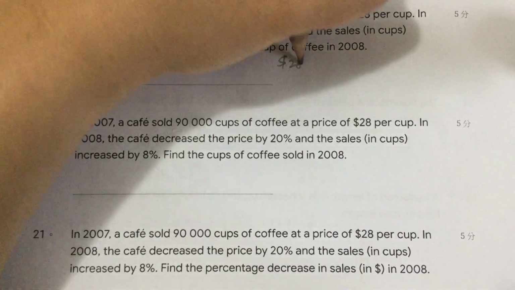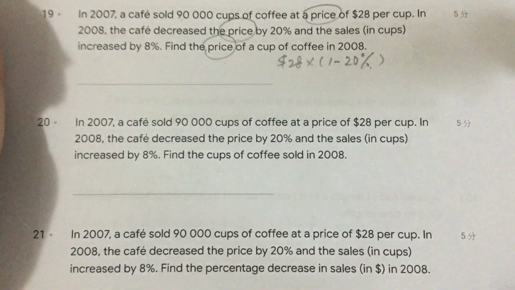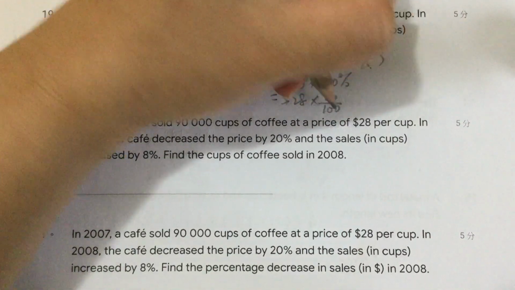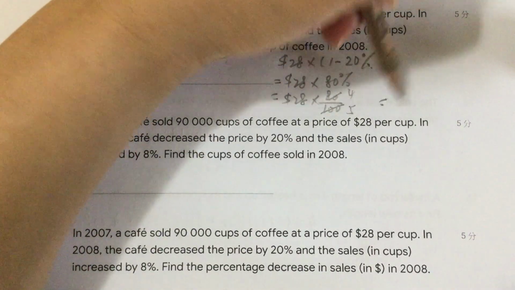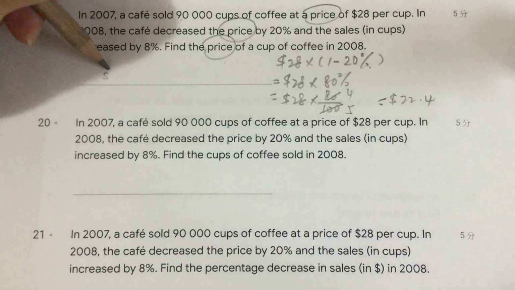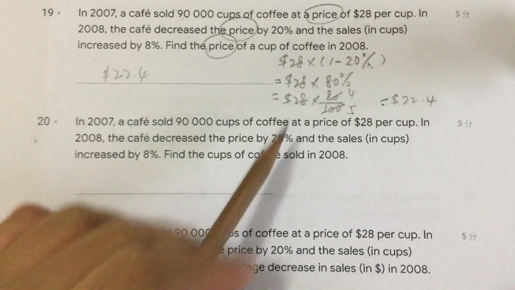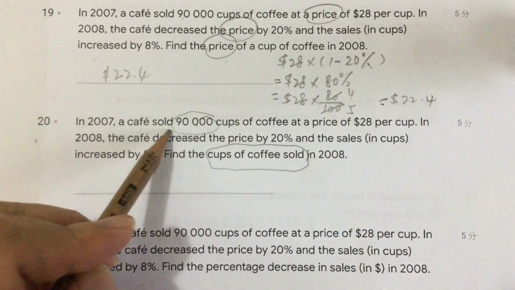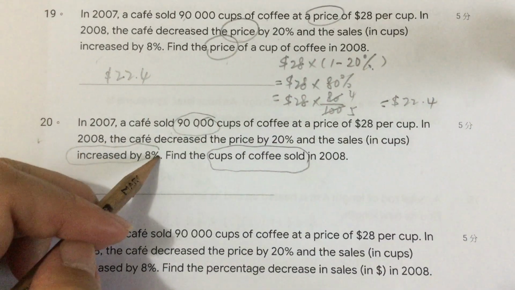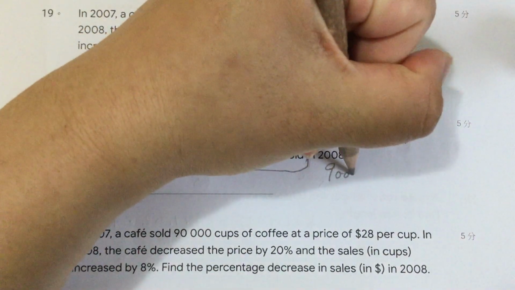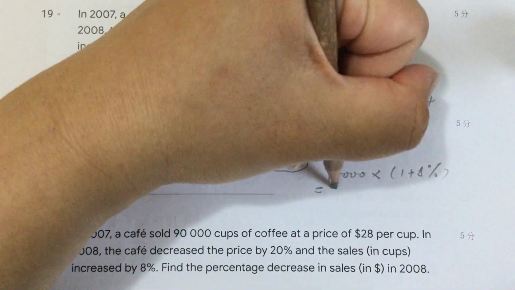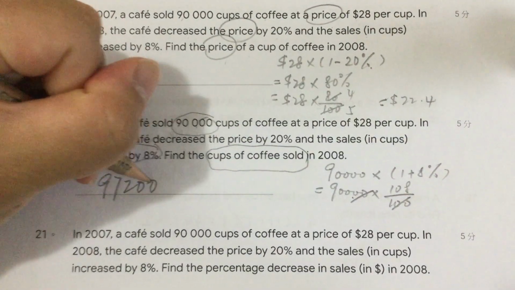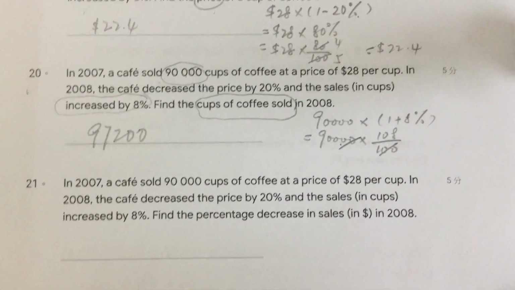So that means we are going to calculate 28 times 1 minus 20% immediately. So you will have 28 times 80%. So you have 28 times 80 over 100. And we can do the cancellation. This is 4, this is 5. So the answer for this one is $22.4. Now for 2008, we do the sales, the number of cups of coffee sold. So obviously, for 2007 you have 90,000, and the sales increased by 8%. So immediately we can see the formula is 90000 times 1 plus 8%. So you have 90000 times 108 over 100, and then we can do the cancellation. So immediately this is 97200 as the answer.